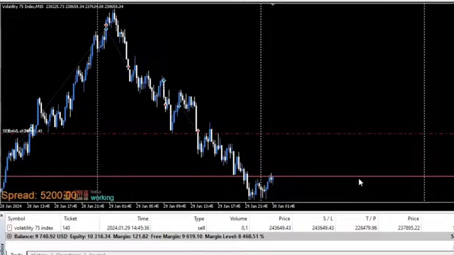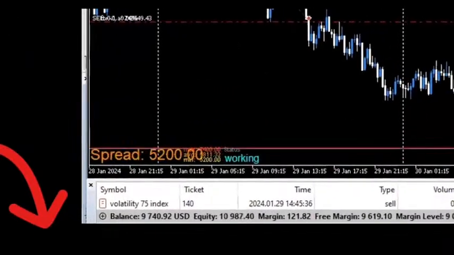So that's just it. This robot is amazing. You can see we are up to 9,000 already. So that's just it, guys.